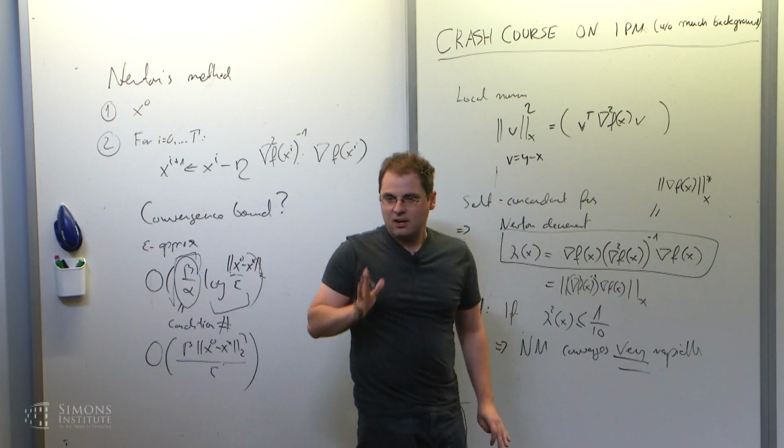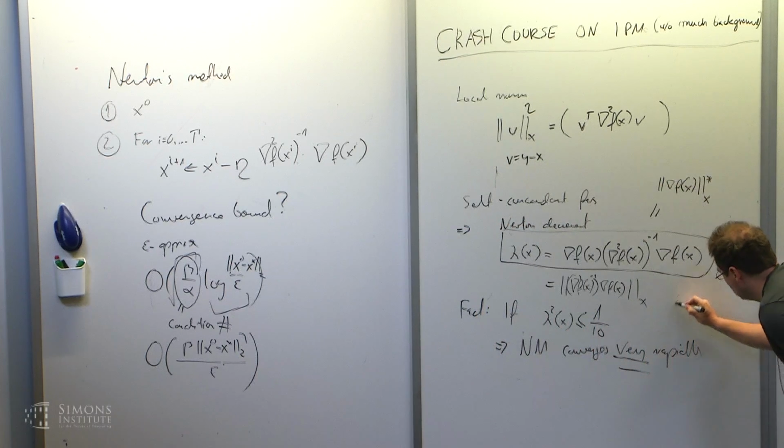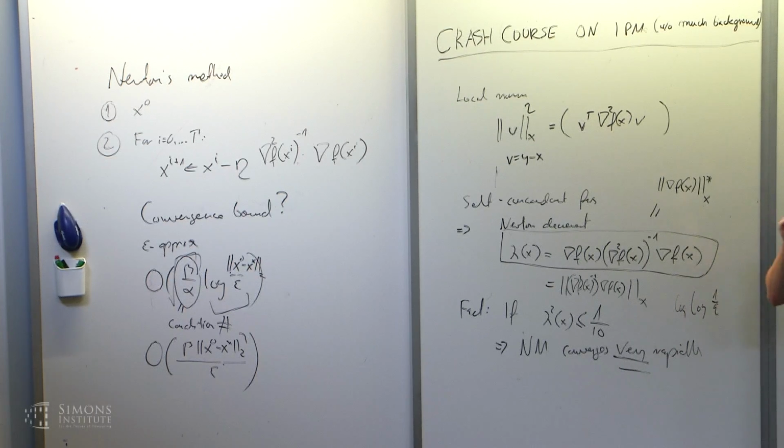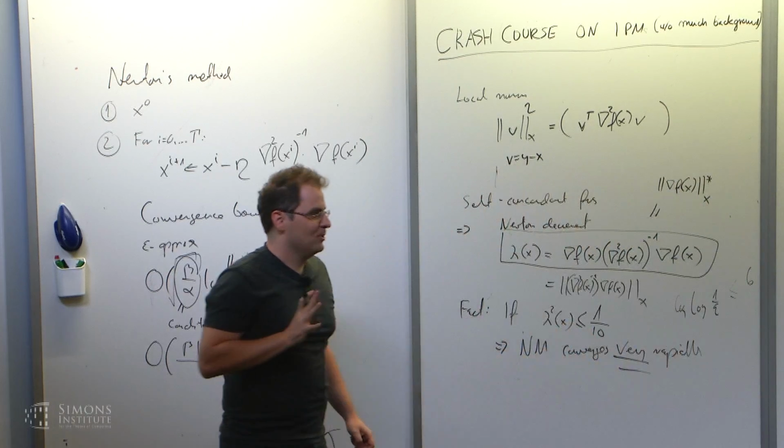Okay, and by very rapidly, I mean that it converges in log of 1/epsilon iterations. Actually, not log of 1/epsilon, it's just like log of log, or as some books say, it's at most 6. Which is, I guess, a reasonable bound.